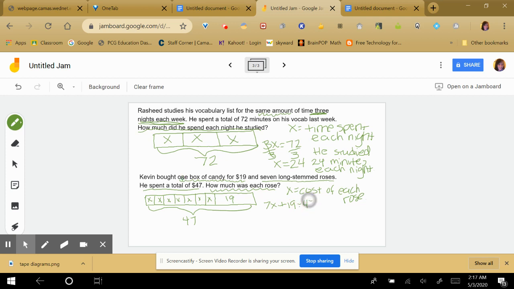equals 47. Okay, so let's go ahead and subtract 19 from both sides. Cancel, cancel. Now I have 7x left, and 47 minus 19 is 28. They're multiplying. I'm going to divide both sides by 7, and I get x equals 4. Each rose was $4.